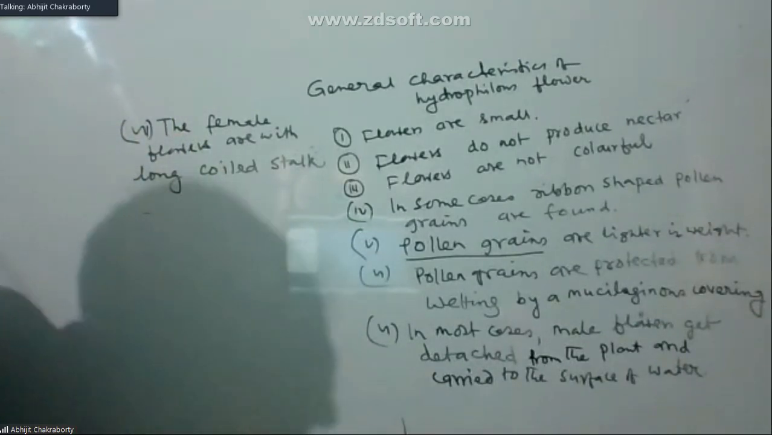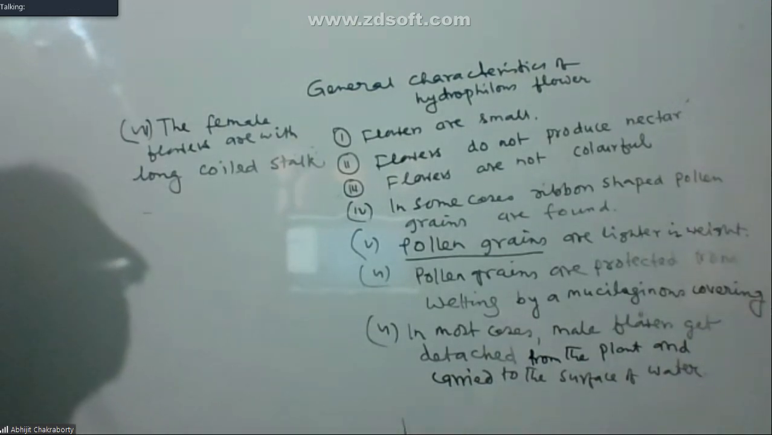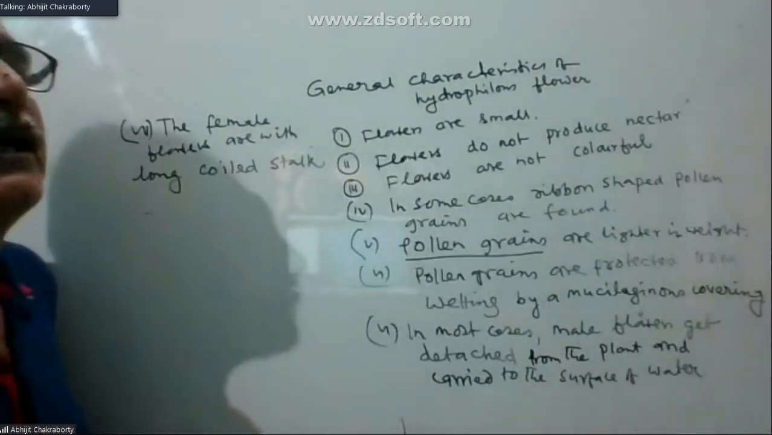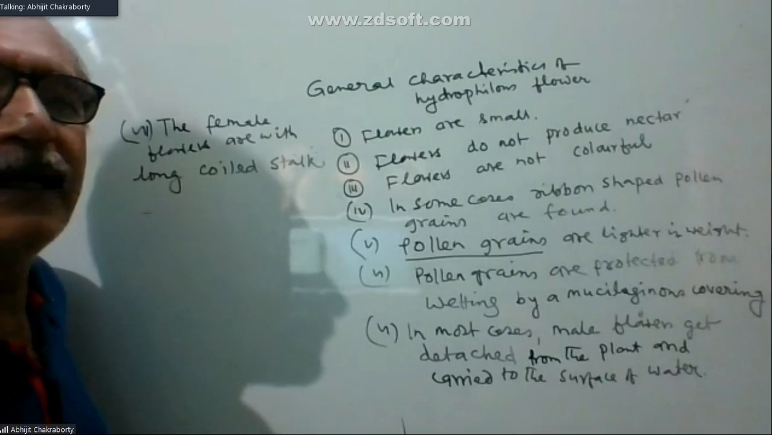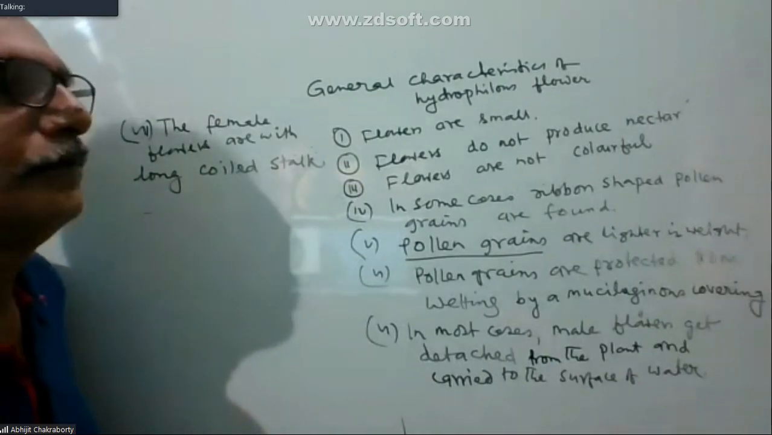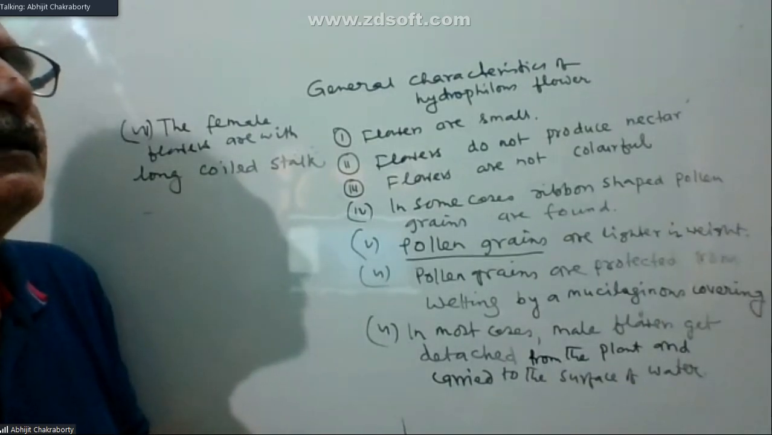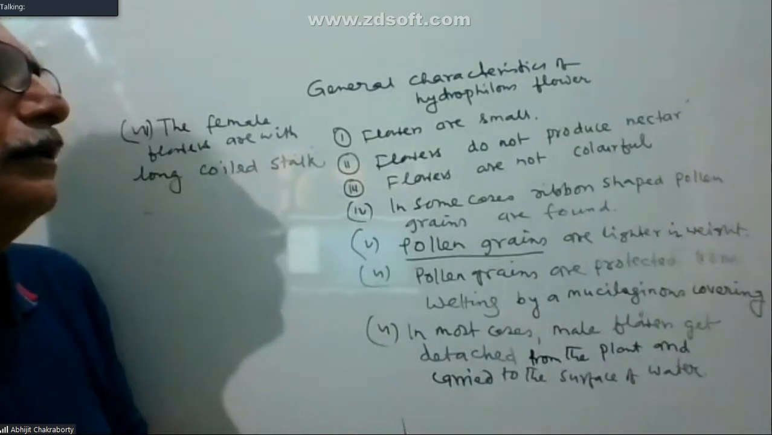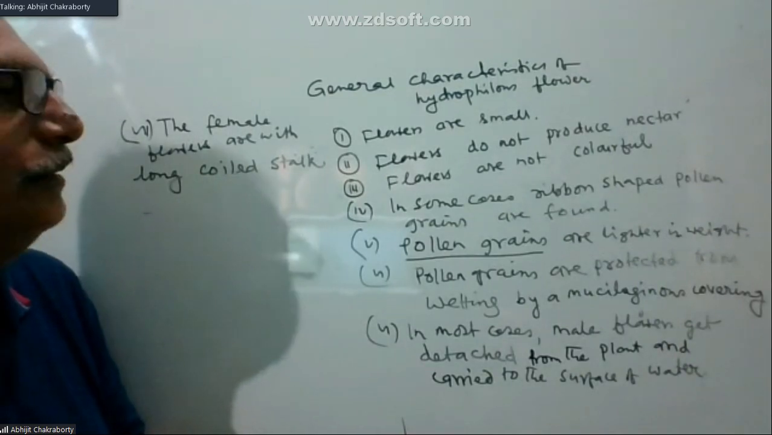Now the general characteristics. There is nothing but the general characteristics of hydrophilous flower. Example already given. For the hydrophilous flower, example Zostera, Vallisneria, Hydrilla. Clear? I am going to name two aquatic plants where hydrophily is not found. The answer should be water hyacinth, water lily.